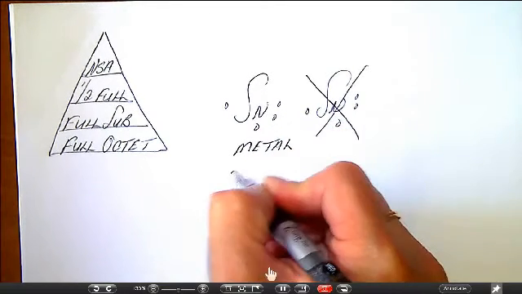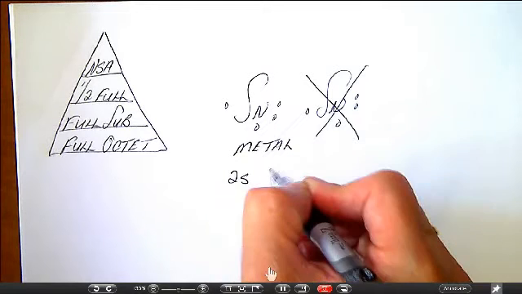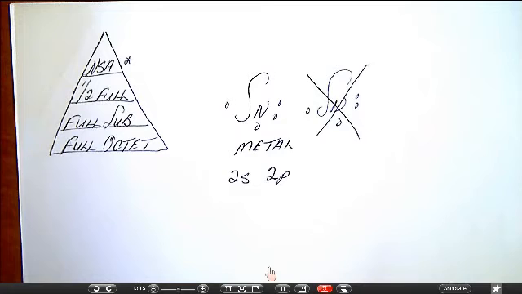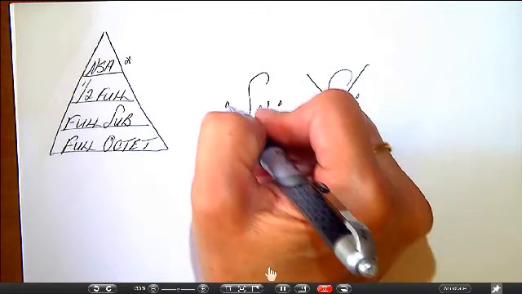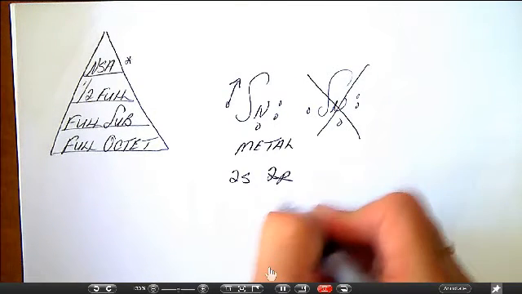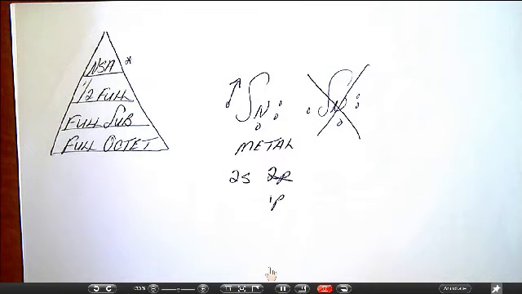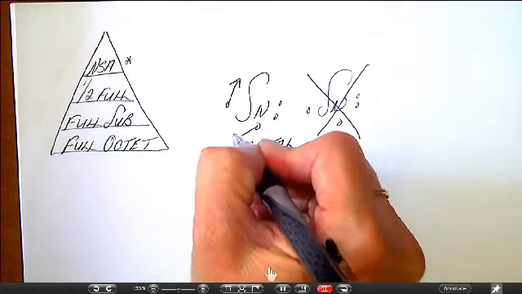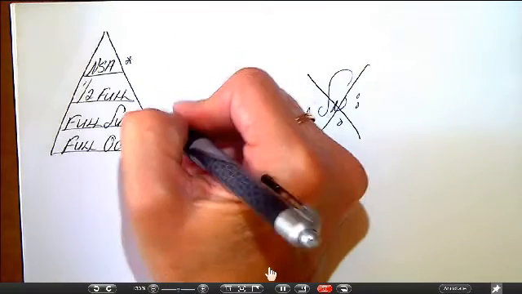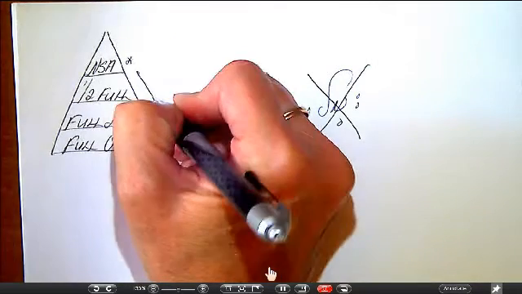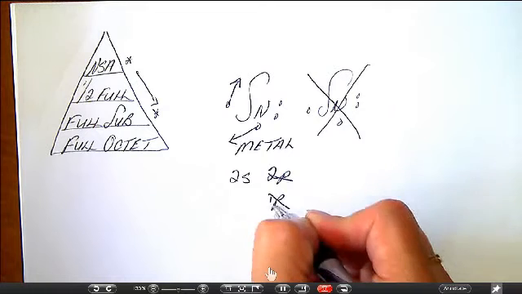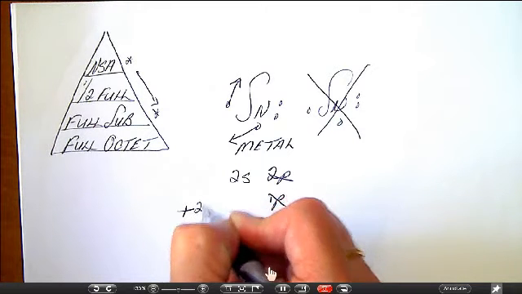2S, 2P, we're here at NSA. Give away 1, 1P, no improvement. Give away the second P, we are now here at a full sublevel. 1, 2 given away, +2.